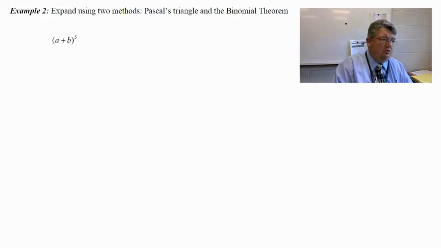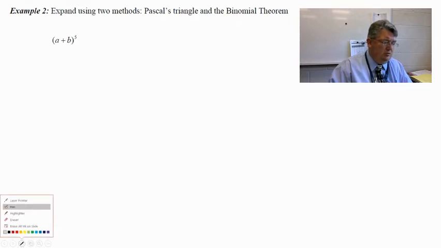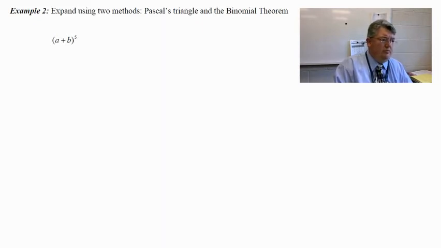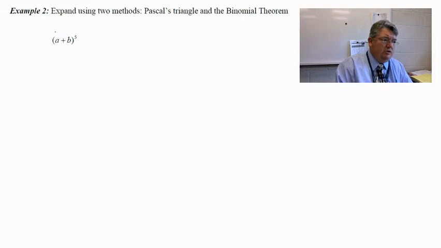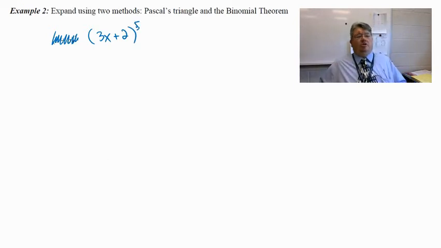First thing that I want to do is change the problem. So I don't want to do that one. Let's look at like 3x plus 2 to the power of 5. Okay? And we're going to do it two ways, with Pascal's triangle and with the binomial theorem.